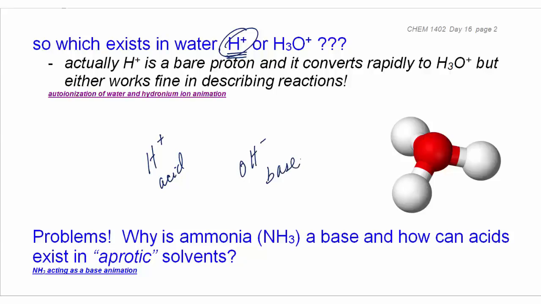Okay, but life became more problematic. For example, ammonia had basic properties. And then we had acidic properties in solvents that didn't even have hydrogen ions. So we need more than one theory than what Arrhenius came up with.